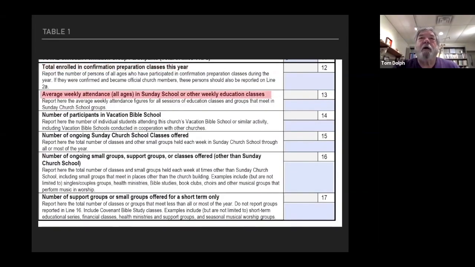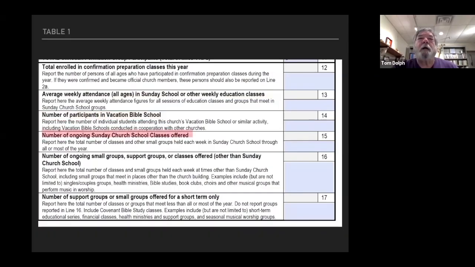Average attendance at all Sunday school classes, that would be those Christian formation groups from earlier. This is an average attendance. Over the course of a month, if you have 10, 12, 10, 12, 10, 12, then your average would be 11. It's simple math there over the course of the year. Number of people in vacation Bible school. This can include the leaders as well.